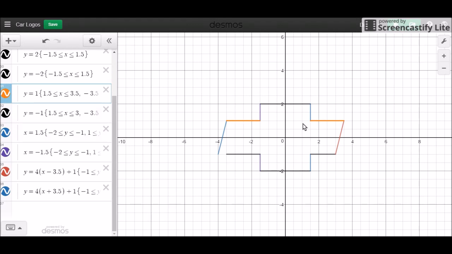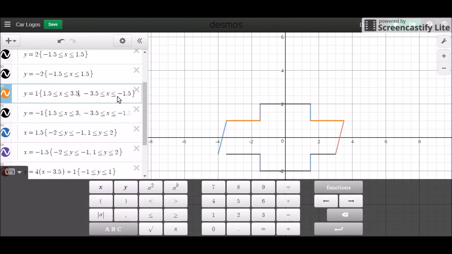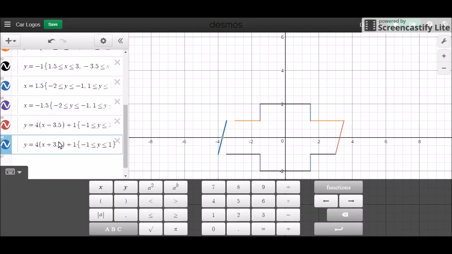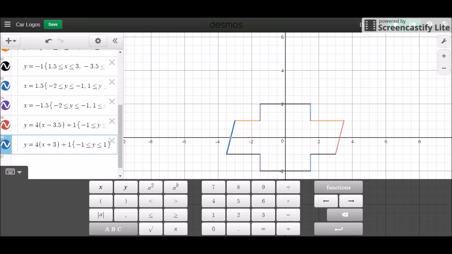And then we need to make this line a half length shorter. So instead of negative 3.5, we're just going to make it negative 3, and then we'll shift this line over by a half. There we go.